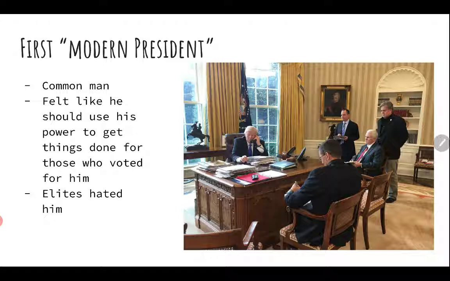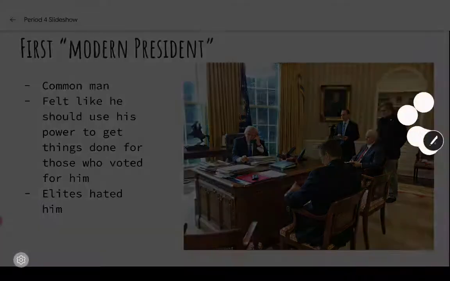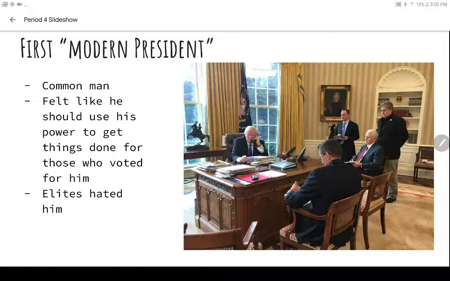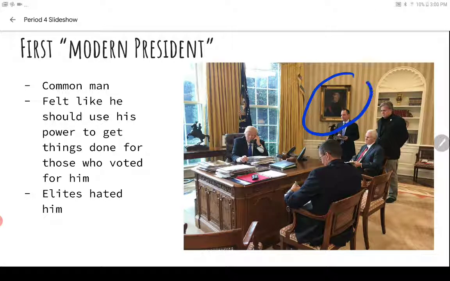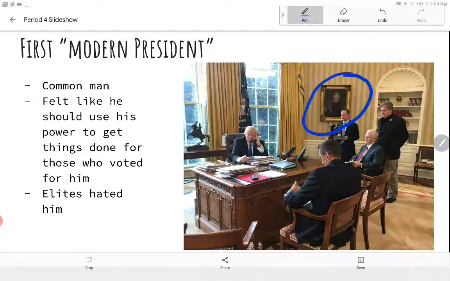So, a lot of times people call Jackson the first modern president because he's using the power of the presidency to do what he thinks needs to get done. If you look at Donald Trump, what he put in his White House directly, right, in the Oval Office, is a portrait of Jackson. That portrait of Jackson was not there when we had Obama in the office.